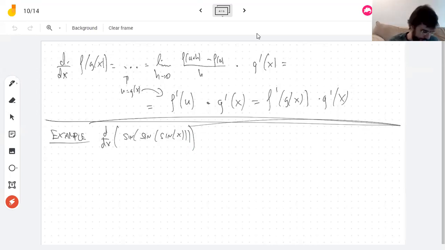So now, how is this a composition of two functions? What is the inside function and what is the outside function?